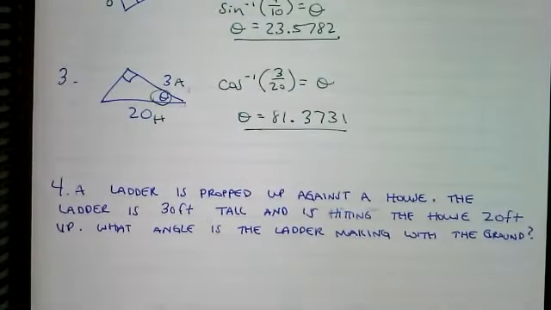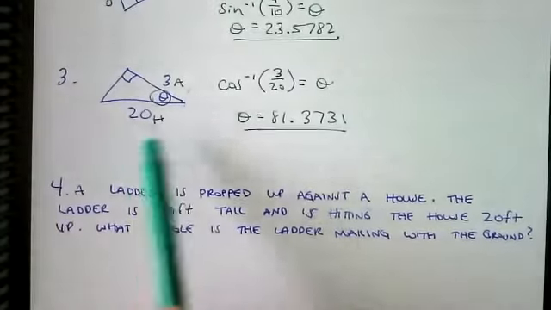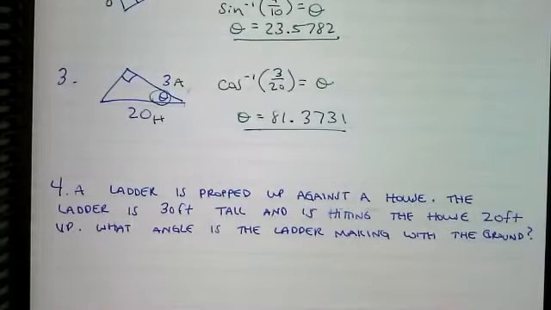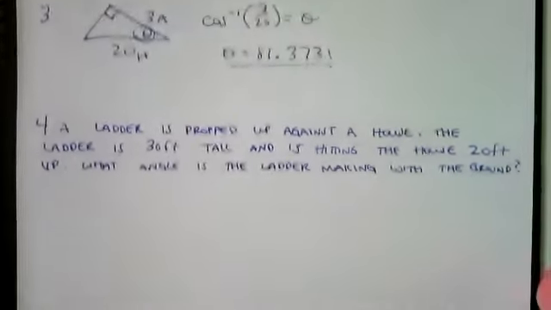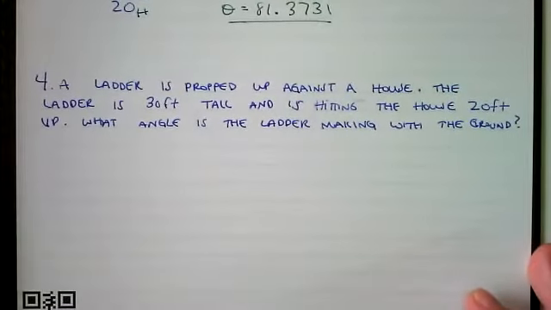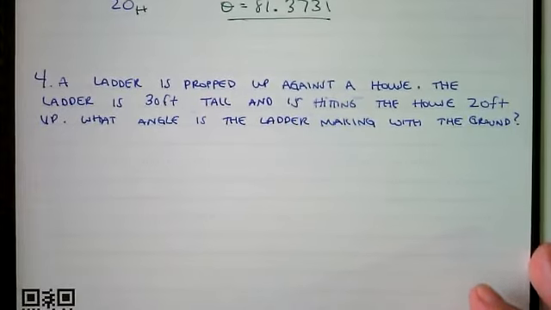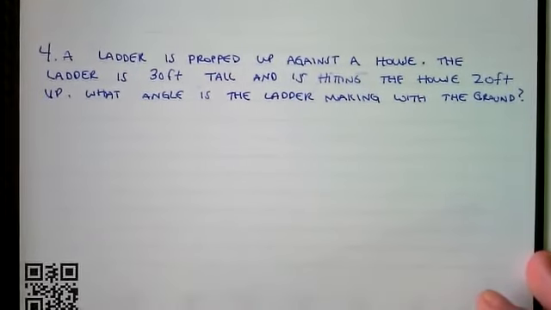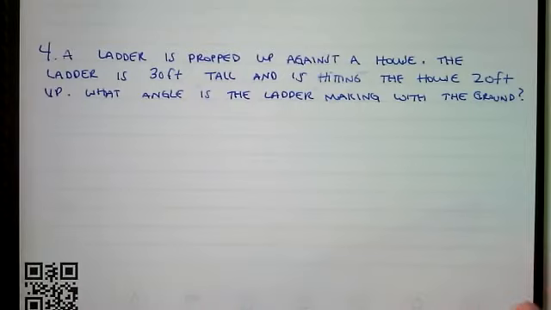Same thing we've been doing, just make sure that you're labeling your sides correctly and you're using the right trig function. Other than that, pretty simple. Last question is a word problem for us. We have a ladder propped up against a house. The ladder is 30 feet tall and is hitting the house 20 feet up. What angle is the ladder making with the ground?